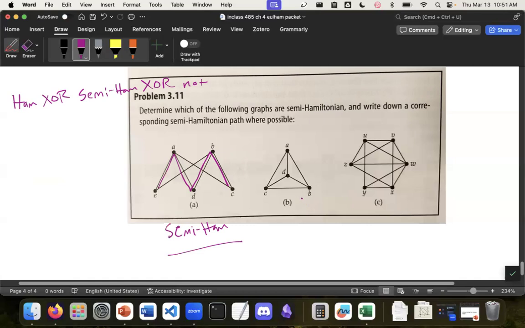Someone else? Is that B second? Yep. What about C? Someone else? Yeah. Hamiltonian, you start on W, so you go from W, Y, X, B, C, back to W. Yeah. Great.